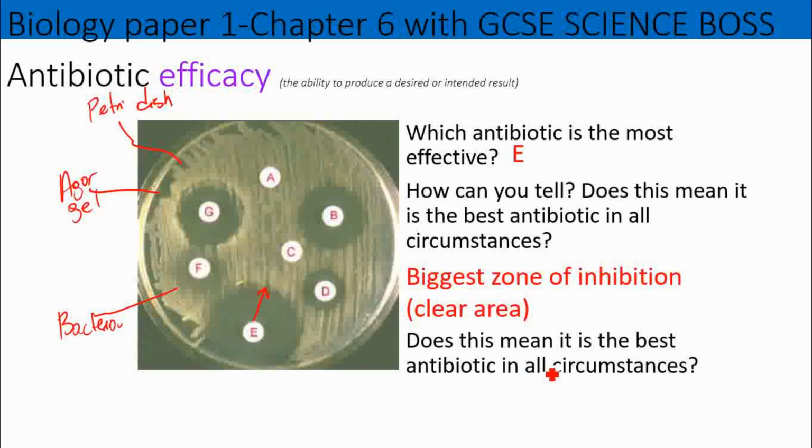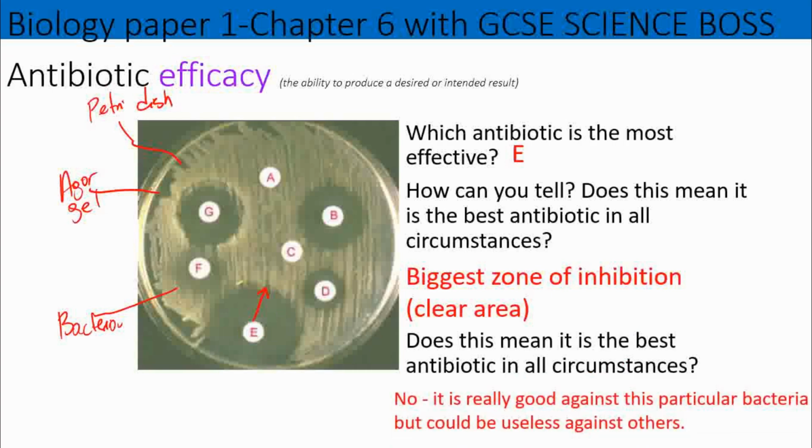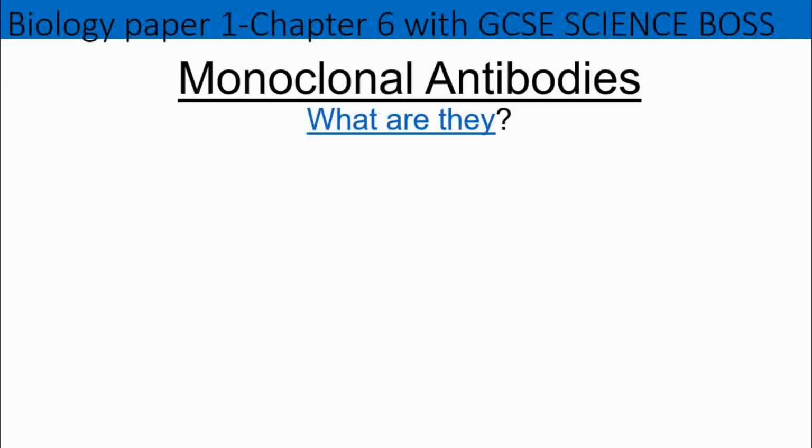Okay, does this mean it's the best antibiotic in all circumstances? No, it does not. It means that it's really good against this particular bacteria, but could be useless against others. So for this bacteria, E is the most effective and A would be the least effective. Okay, good. And again, this is for the triple science students only: monoclonal antibodies.